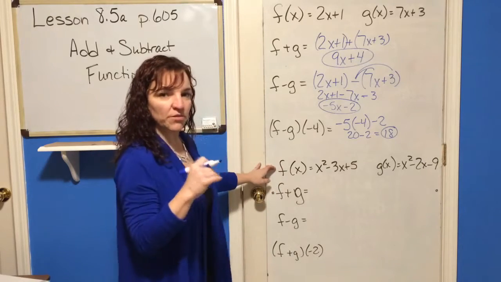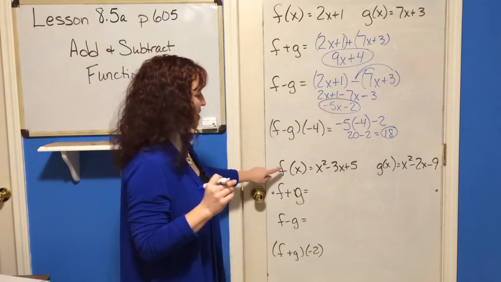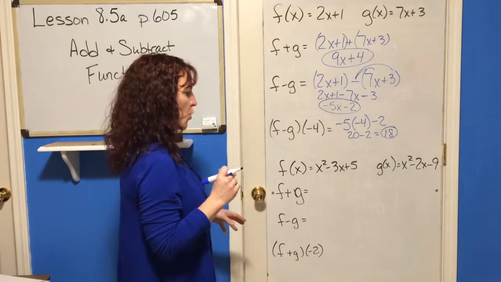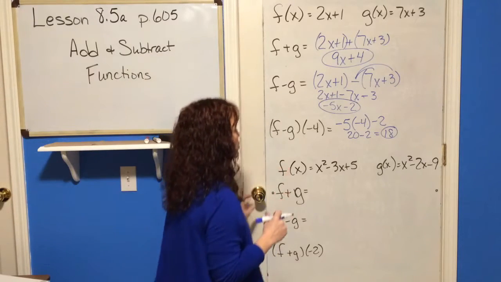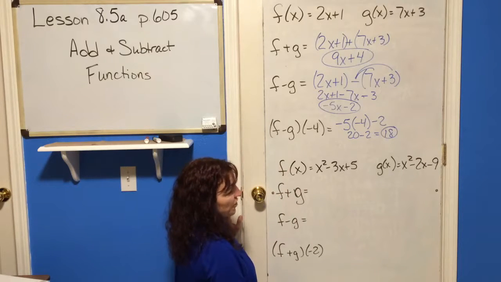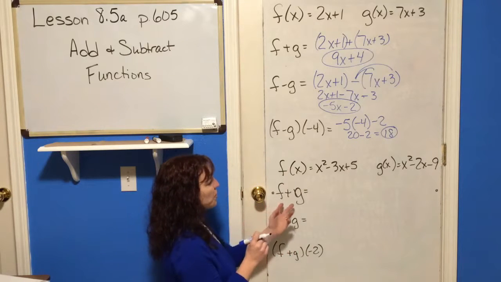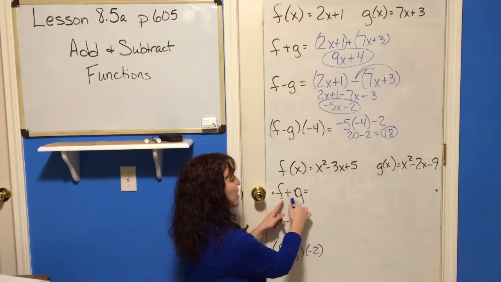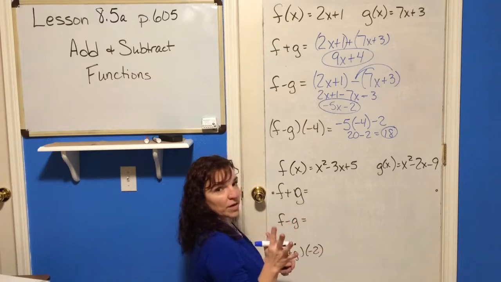Okay, so why don't you go ahead and see? I'll go slow. See if you can go ahead of me and see if you can do this one on your own. So I've got new functions. The function f is x squared minus 3x plus 5. The function g is x squared minus 2x minus 9. I want to first find out what is the function f plus the function g. Are you already ahead of me?